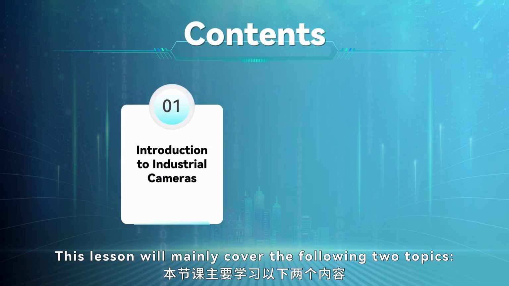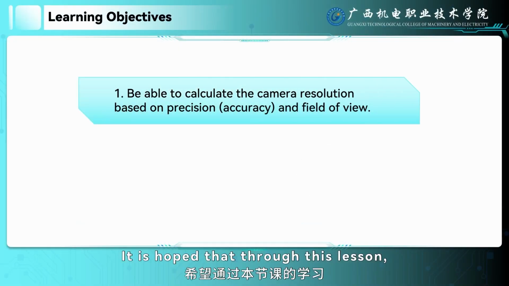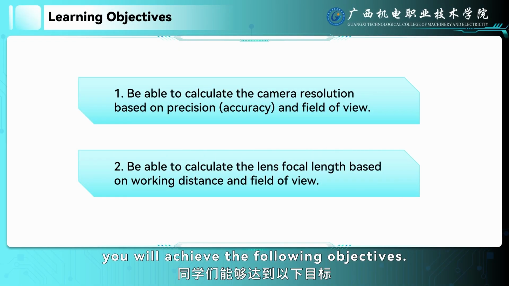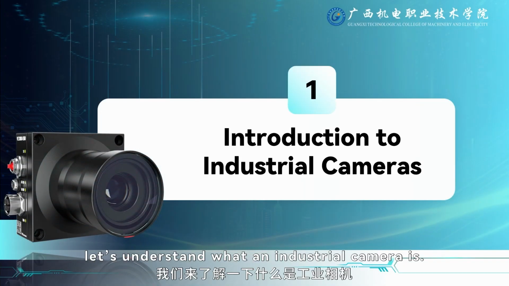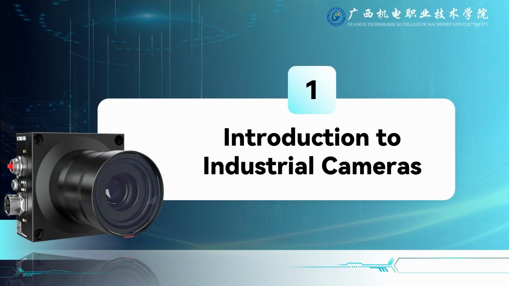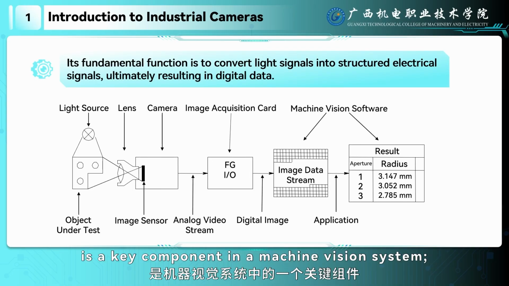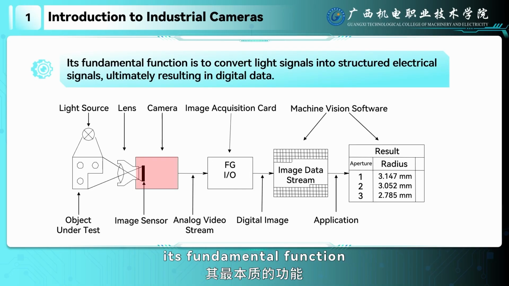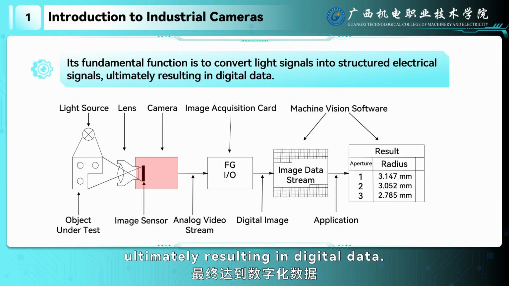This lesson will mainly cover the following two topics. It is hoped that through this lesson, you will achieve the following objectives. First, let's understand what an industrial camera is. An industrial camera is a key component in a machine vision system. Its fundamental function is to convert light signals into structured electrical signals, ultimately resulting in digital data.